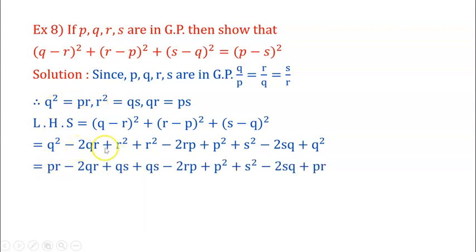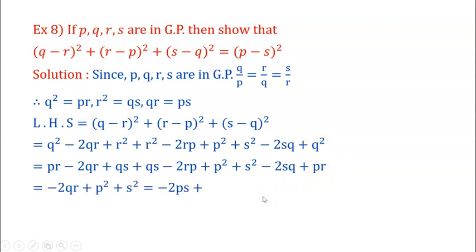Next, minus 2QR as it is. R square, the value of R square is QS. Okay, again R square is QS. Next, minus 2PR as it is. P square, we required this, and this S square is also required. Next, minus 2SQ plus Q square. Q square means what again?